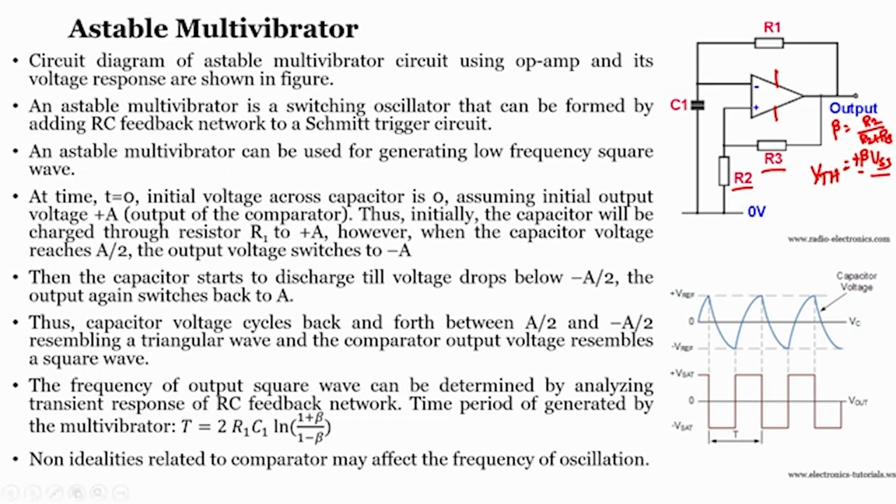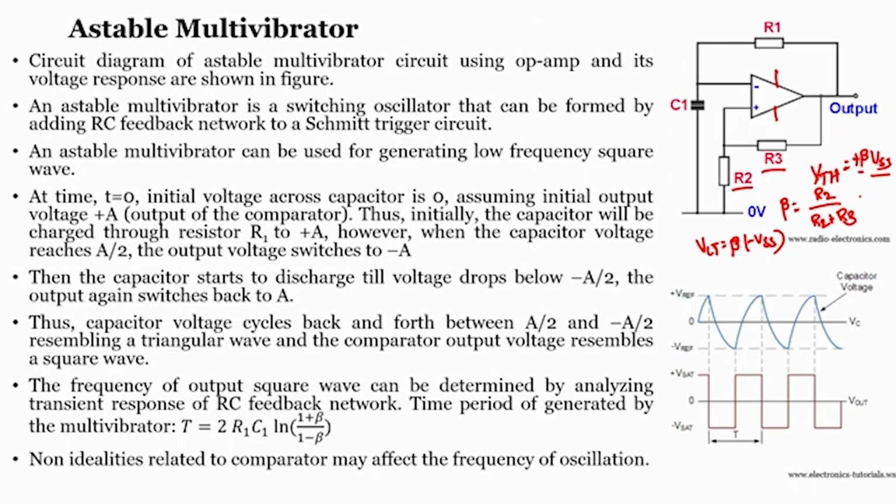If you recall, just look into the previous module on the inverting Schmitt trigger. Beta is nothing but R2 by R2 plus R3. And we also know that in our inverting Schmitt trigger, when the input voltage is greater than the higher threshold, we will get minus VCC. When the input voltage is lower than the lower threshold value, we will get a positive VCC. So the lower threshold value is beta into minus VSS, where beta is again R2 by R2 plus R3.